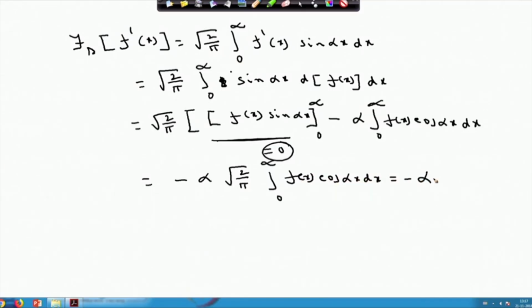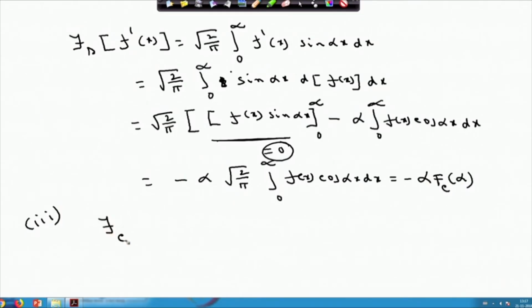It is nothing but the Fourier cosine transform of the function f x, which we are writing as F c of alpha. So, this completes the proof that the Fourier sine transform of f dash x equals minus alpha into the Fourier cosine transform of alpha. In the same way, the third one also you can prove. This proves the Fourier sine transform of f dash x equals minus alpha into the Fourier cosine transform of alpha.